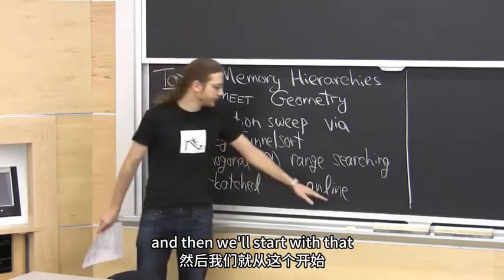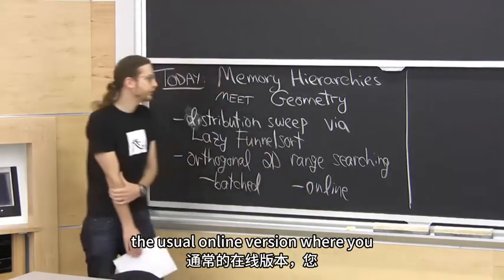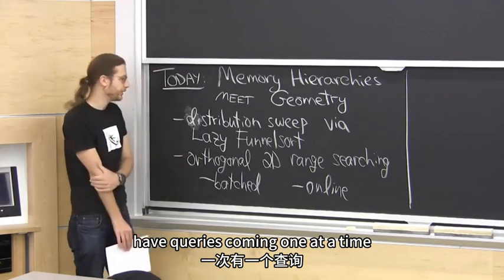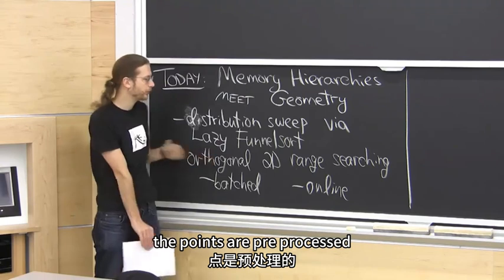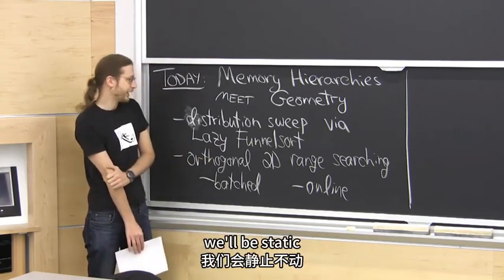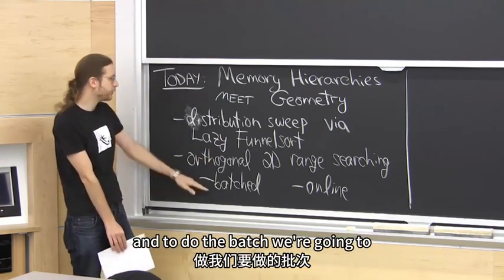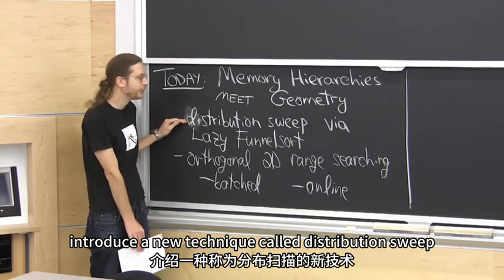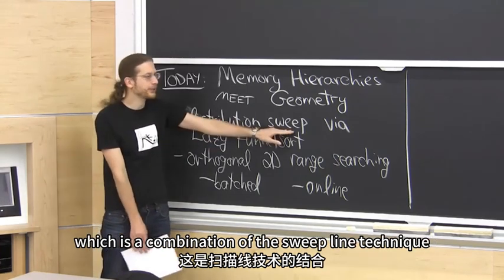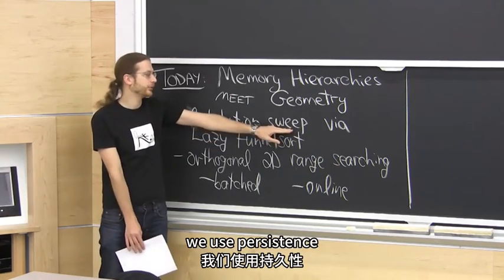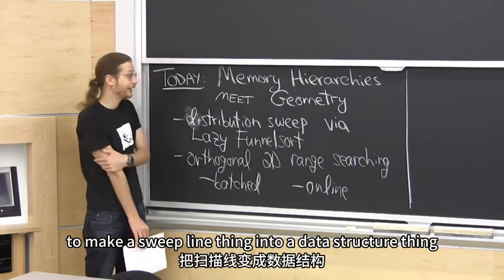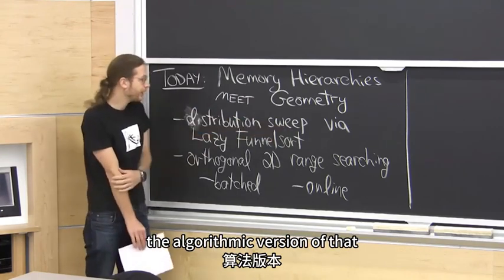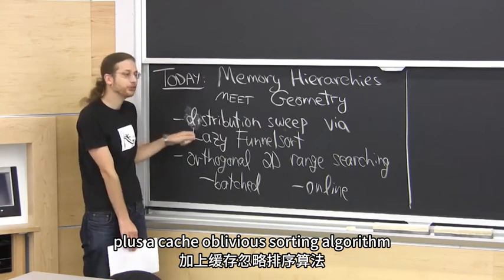We'll start with that, and then we'll go to the usual online version where you have queries coming one at a time, rectangles coming one at a time. The points are pre-processed and will be static. And to do the batched version, we're going to introduce a new technique called distribution sweep, which is a combination of the sweep line technique we saw back when we used persistence to make a sweep line thing into a data structure thing. But we're just going to use the algorithmic version of that, plus a cache oblivious sorting algorithm.